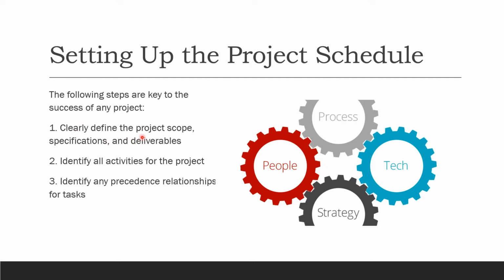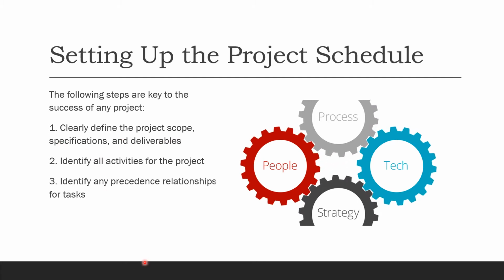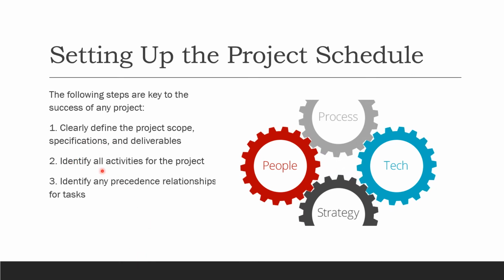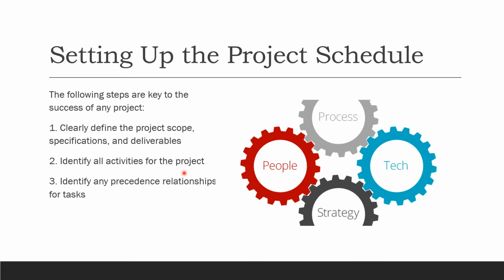So clearly define first. You need your scope. How big is your project? Specification: what are my tolerances? Deliverables: what am I going to deliver? So you have to clearly define all of that. This is just telling you you have to know what you're doing. Define all activities for the project, and you have to know exactly what kind of processes, objectives, and activities you're going to do to accomplish your big goal.